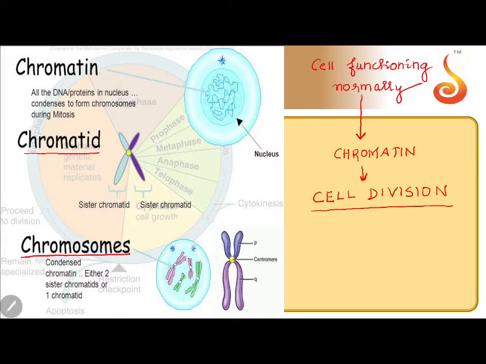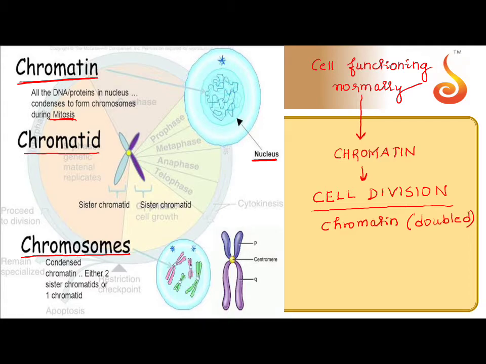During cell division, as you can see, they are showing the nucleus. Inside the nucleus, DNA with histones is chromatin, and when it undergoes cell division, the chromatin will become double. It will get doubled because it should be distributed between two daughter cells. One copy of chromatin becomes two copies.